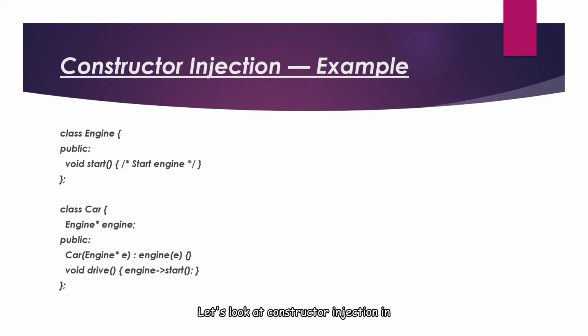Let's look at constructor injection in action. Imagine a car class that needs an engine. Instead of building the engine inside the car class, we pass the engine in when constructing the car. This ensures that the car always has a working engine, and we can easily substitute a petrol engine, diesel engine, or even an electric engine depending on the need. Constructor injection is the most preferred method when a dependency is mandatory for the object to function properly.